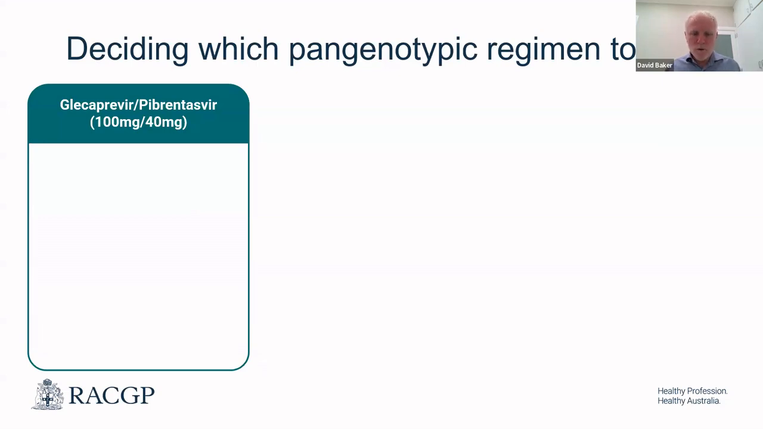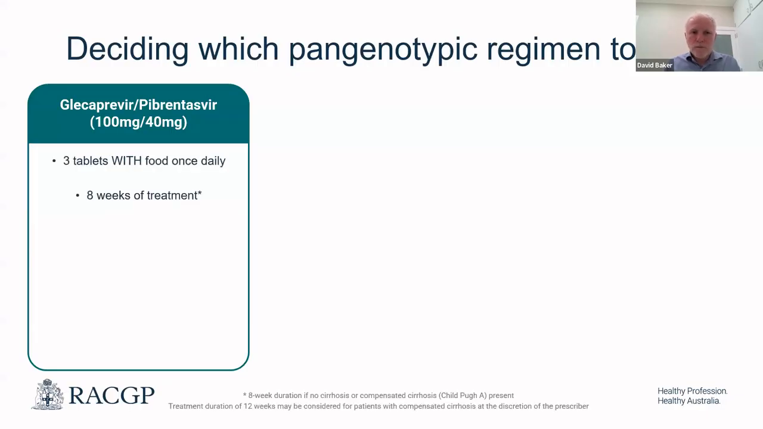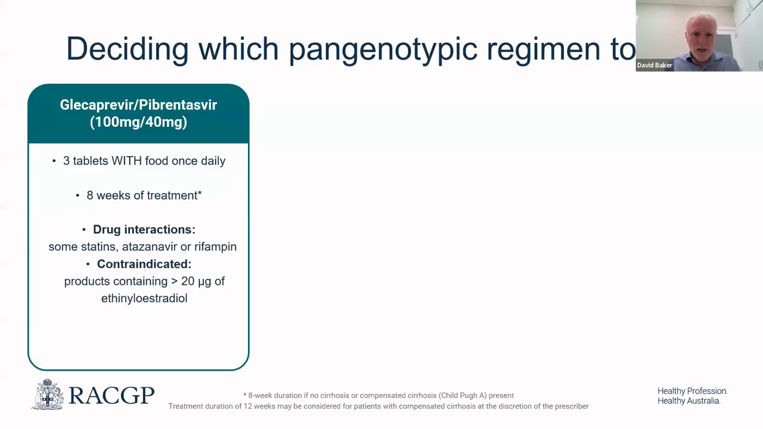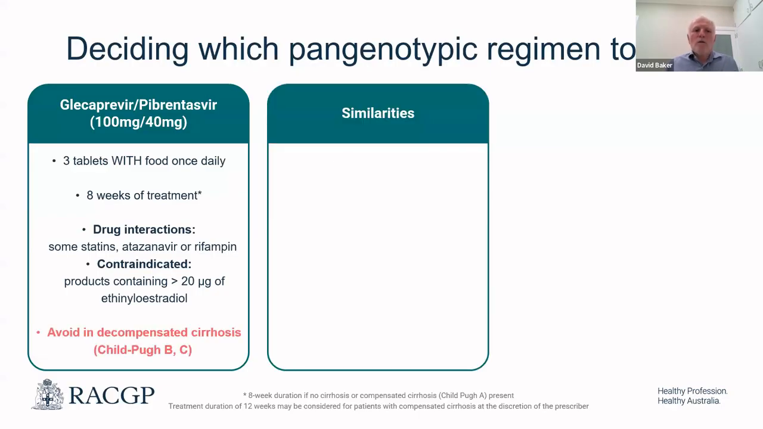So, deciding which one to use. If we look at glecaprevir-pibrentasvir, Maviret, keep going to the next one. It's 3 tablets with food once a day, for 8 weeks of treatment. Drug interactions are certainly important, and one of the most important is with ethinyl estradiol at more than 20 micrograms.